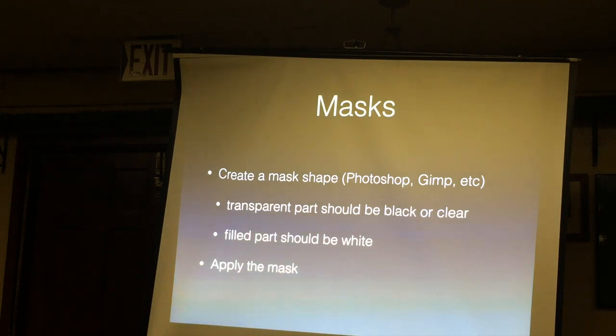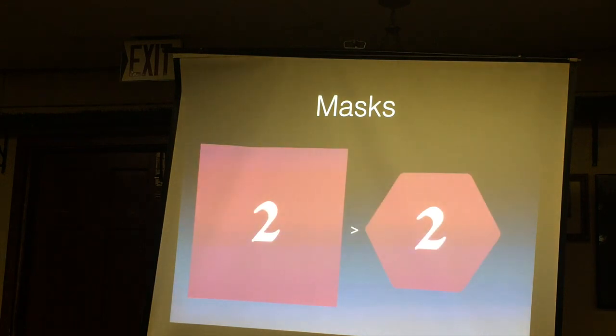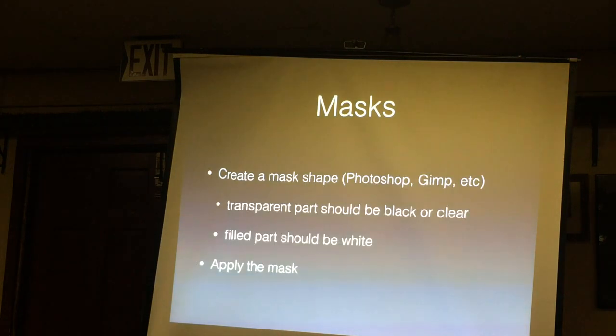You create a mask using something like Photoshop or GIMP. The transparent part should be black or clear in the image, and the part that you want to show up, so back here we want the 2 to show up, then the hex part of the 2 needs to be white. That way when we apply the mask, that part will be displayed, and anything that's either black or clear will be see-through essentially. And then we simply apply the mask once we have built it.